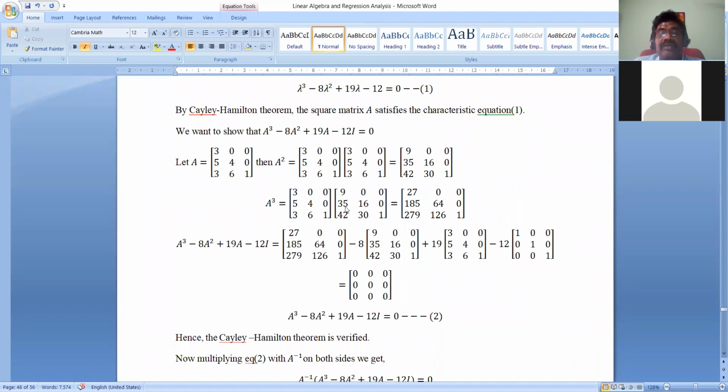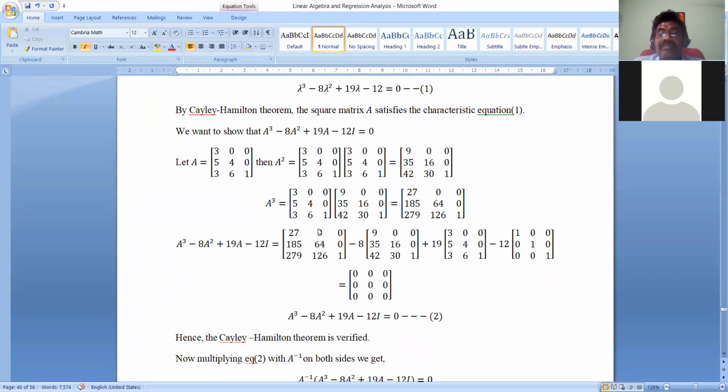Now we want to substitute these values in A cube minus 8A square plus 19A minus 12I. After simplifying those values, we have to get either the zero matrix or not. We have to check it once. A cube minus 8A square plus 19A minus 12I equal to A cube minus 8 into A square plus 19 into A minus 12 into I. I is nothing but a 3 by 3 identity matrix.